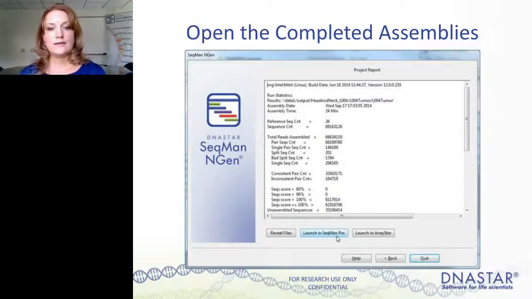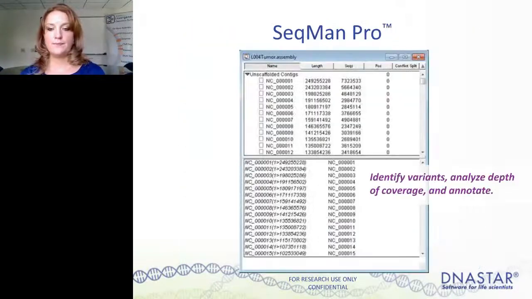So here is the completed assembly, and I have a project report. Then down here at the bottom of the SeqMan Engine Wizard are two options. I have the option to launch it in SeqMan Pro, or I can launch it in ArrayStar. And there are different things that you can do in each of those applications, and they're integrated right here. So the first thing that I'm going to do is click on Launch in SeqMan Pro.